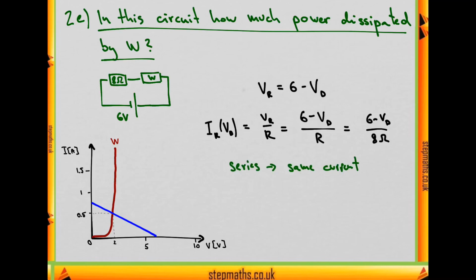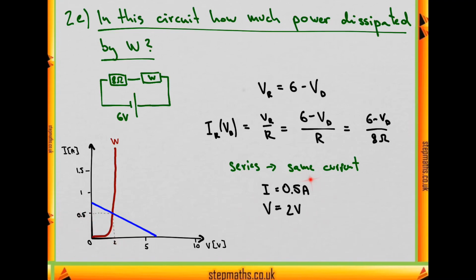From the previous section we know that because the two elements are in series, there must be the same current flowing through them. And now that we have the two graphs, the red one being the current through the diode depending on the voltage on the diode, and the blue one the current through the resistor depending on the voltage on the diode, we see that the two currents will be equal at their intersection. And that is approximately at current 0.5 amps and voltage 2 volts.